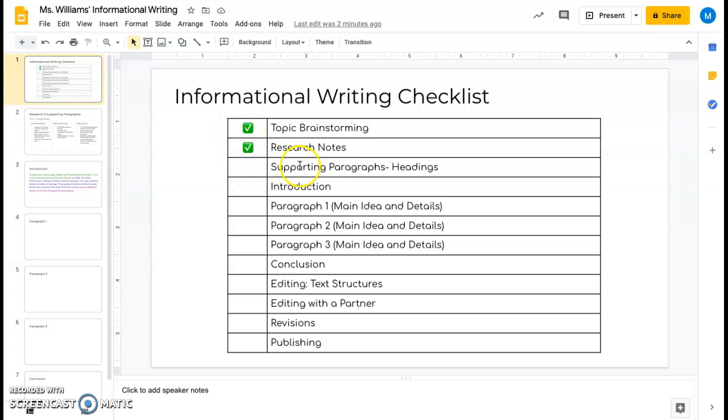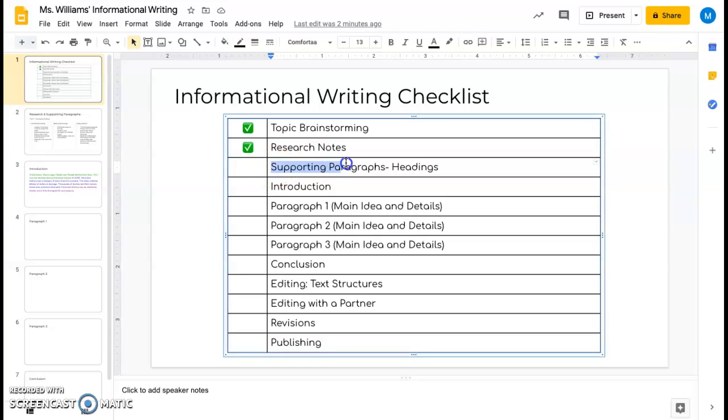So today, what I want to be looking at, because not everybody has finished it, I want to make sure that everybody has their supporting paragraphs and their headings. But even further than that, I want to make sure that people have put their notes into their supporting paragraphs. And this is something that we didn't do yet. But this is really going to help us when we're actually starting to structure our papers.